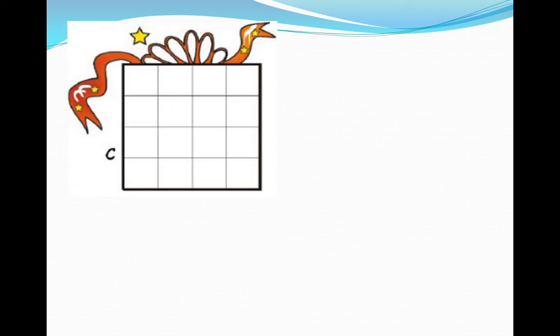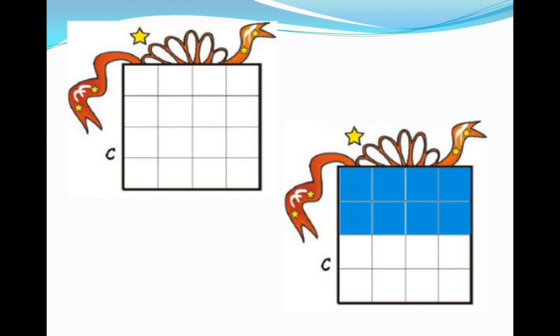This is the C grid. And in this picture you can see that one square is again divided into 16 small squares, and we can color it this way. And from this picture we can see that out of 16 squares, 8 are blue colored and 8 are white colored. So we can write it this way: 8/16th part is blue and 8/16th part is white.